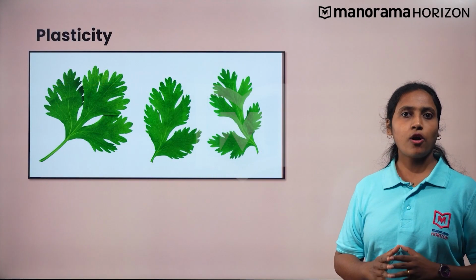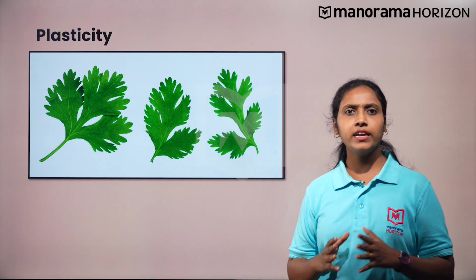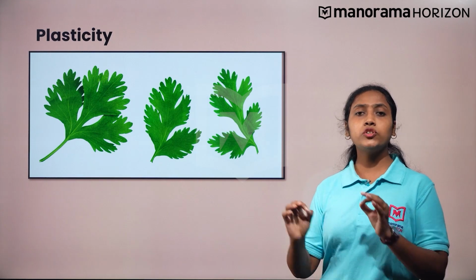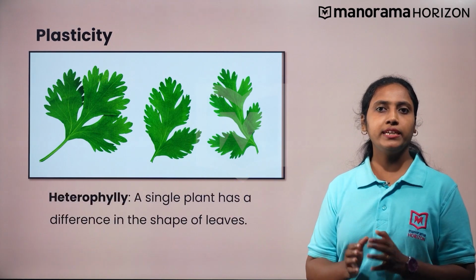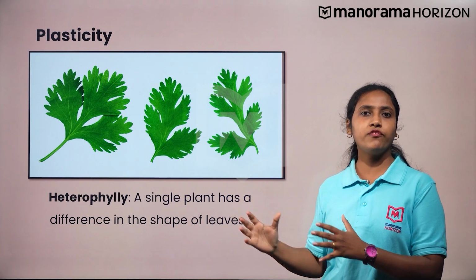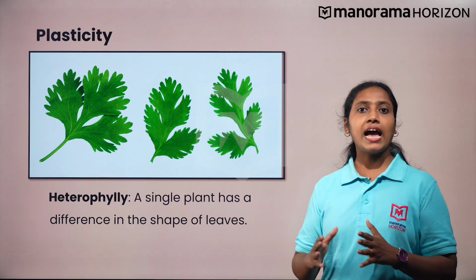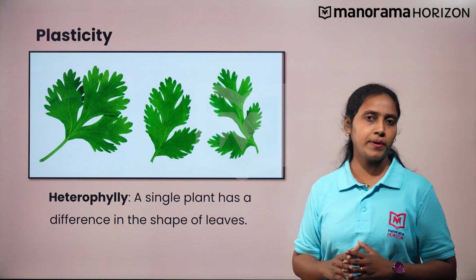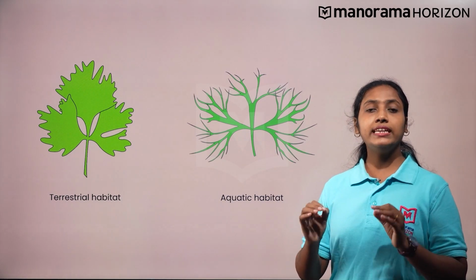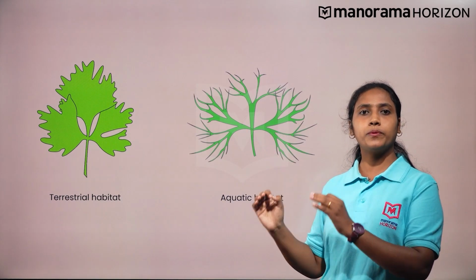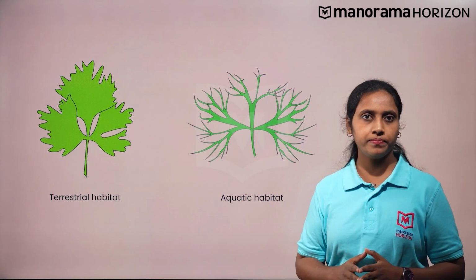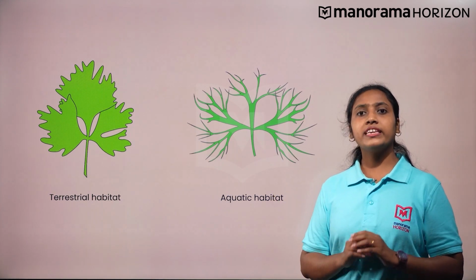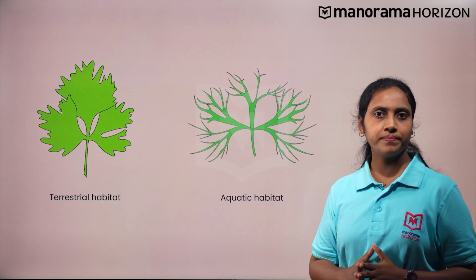Have you ever heard of the term plasticity? In many plants such as cotton, coriander, etc., heterophylly can be seen. It means that a single plant has a difference in the shape of leaves, and the leaves of the juvenile plant are different from those of the mature plant. If we observe buttercups, the leaves produced above water and the leaves produced in water show heterophylly. The cited examples are of plasticity. Now, can you say what plasticity is?